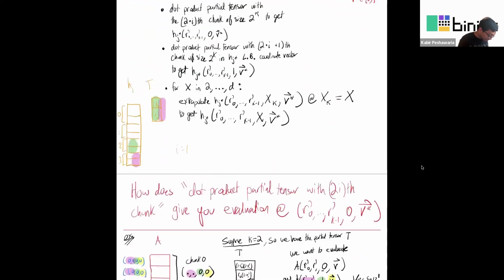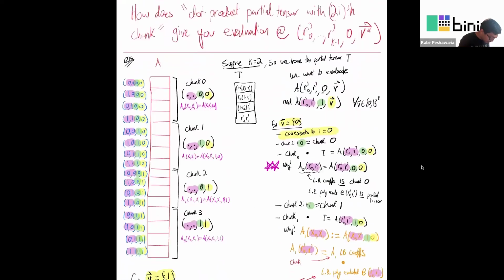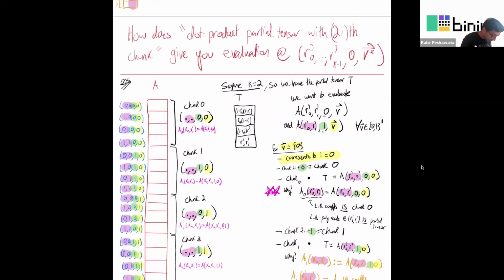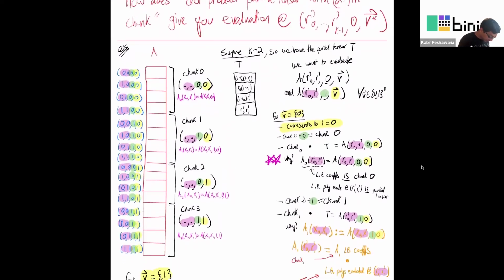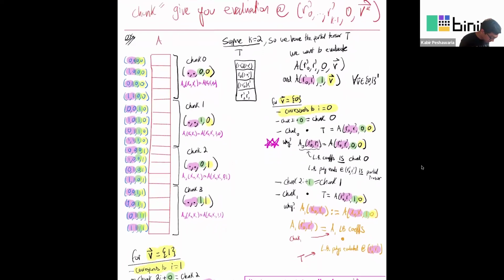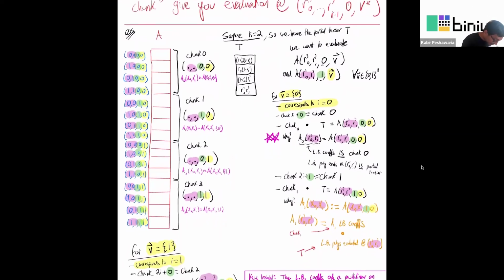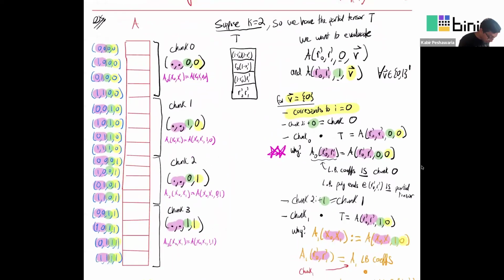Method 1 is exactly the same thing. Let me explain how method 1 works with an example. I know this looks daunting, but I promise it'll make sense. We have A, a multilinear on 4 variables, and suppose k is equal to 2. So we have some partial tensor that looks like this. We want to evaluate A(r'_0, r'_1, 0, v) and A(r'_0, r'_1, 1, v) for every single v over the n minus k minus 1 dimensional hypercube.